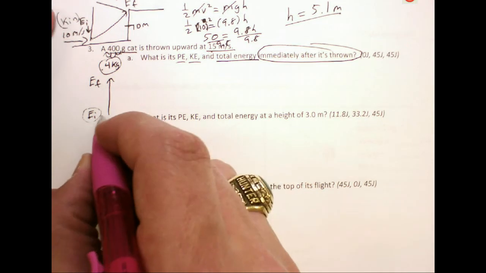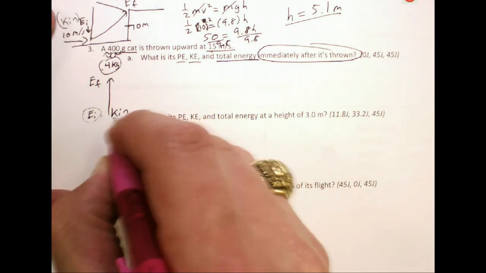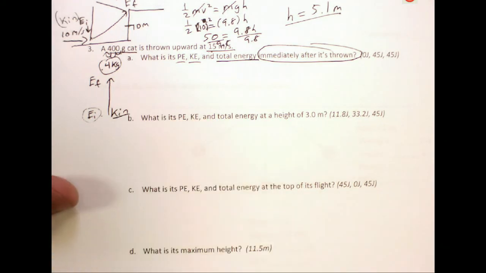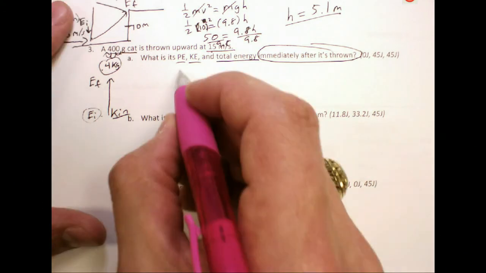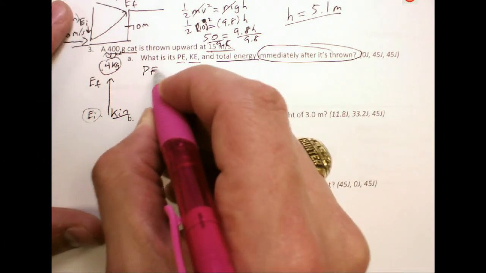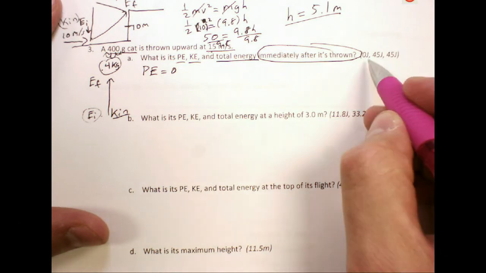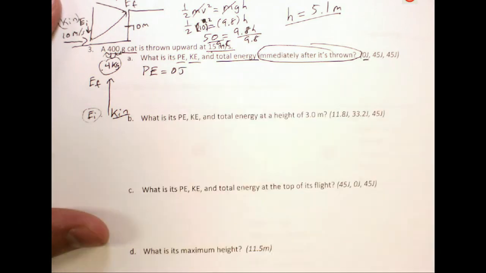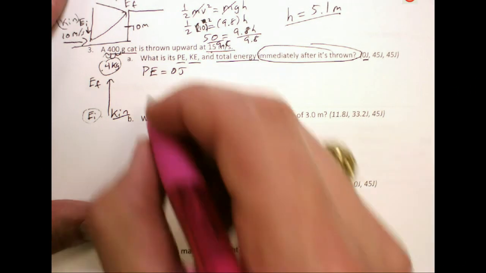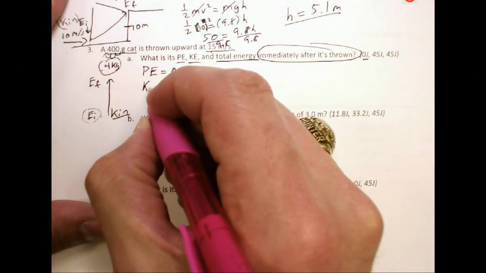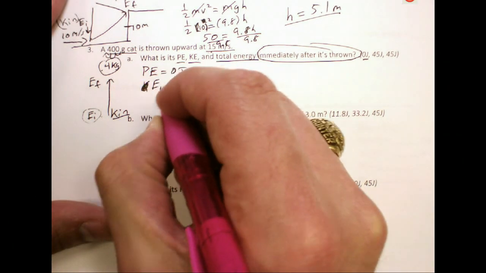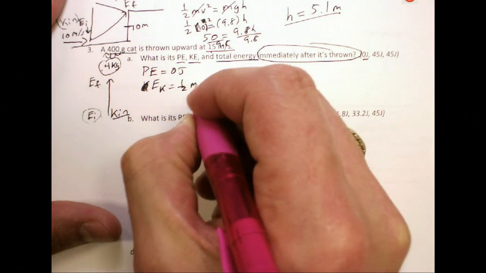So we're going to assume all the energy down here is kinetic. It's all kinetic. Okay? So if it's right after it's been thrown, the potential energy has to equal 0. It doesn't have any height yet. And that would be this answer right here. 0 joules. That's the potential energy. What's the kinetic energy after it's thrown up? Well, kinetic energy, actually we'll use E sub k, is 1/2 mv squared.